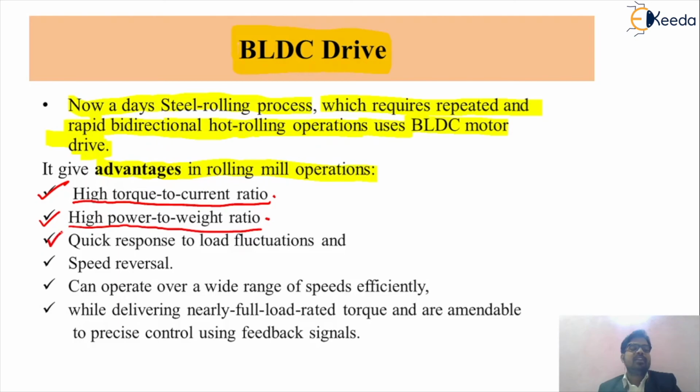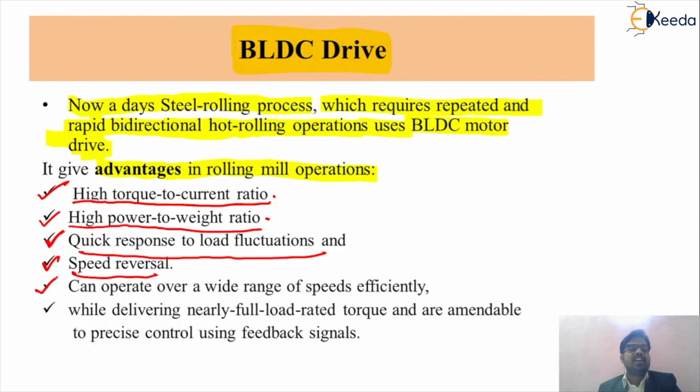Then the third is the quick response to load fluctuations and speed reversal. So obviously in concern with the steel rolling mill, we have to use a reversible steel rolling mill. So instead of the DC motor or the induction motor, we are preferring nowadays the BLDC motor.